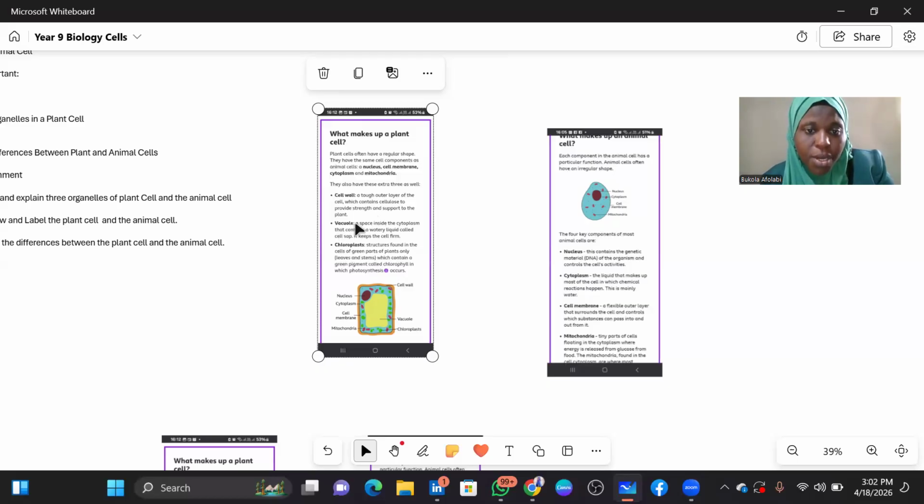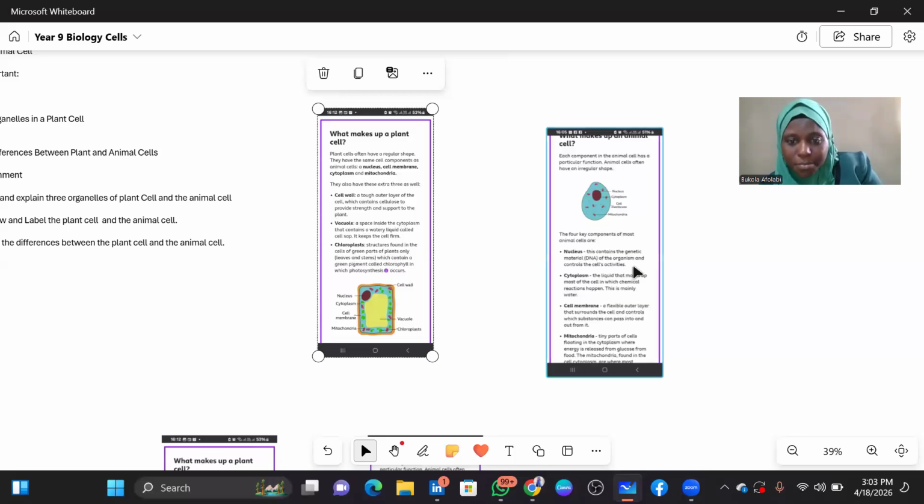Then the vacuole. The vacuole is a space inside the cytoplasm. It contains a watery liquid called the cell sap, and it keeps the cell firm. Do we understand that? Also, the chloroplast. It's a structure found in the cells of the green parts of a plant only, that is the leaf and the stem, and it contains a green pigment called chlorophyll, which is used during photosynthesis.